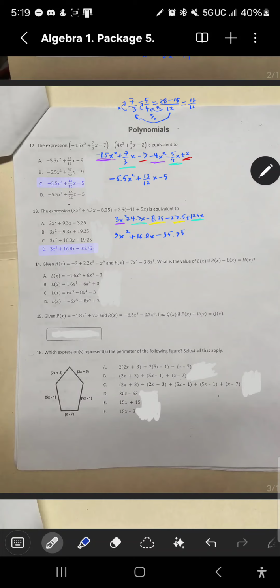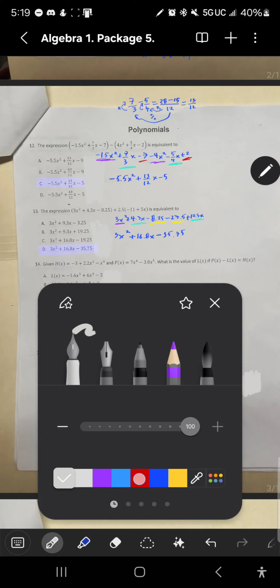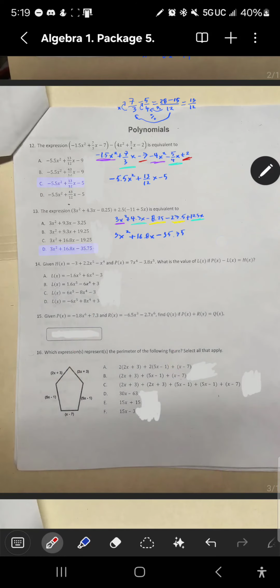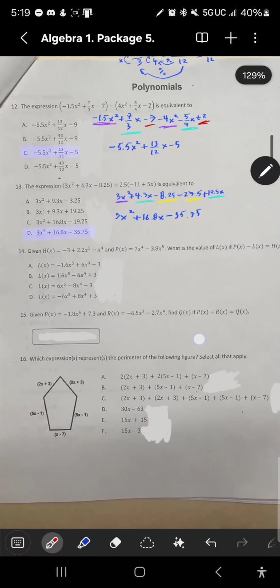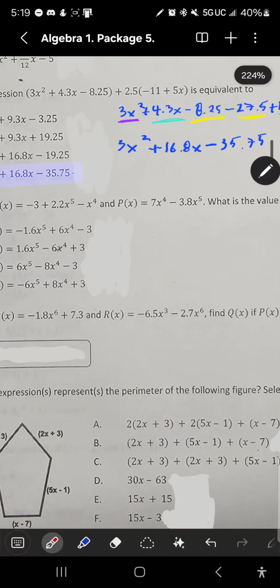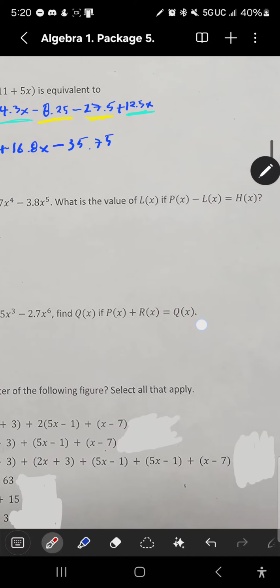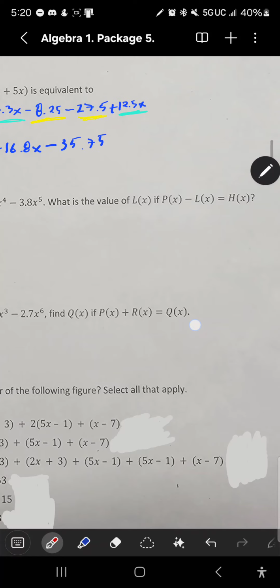So let's continue with the last lesson. Let's start with number 14, polynomials. Given that h(x) equals -3 plus 2.2x to the 5 minus x to the 4, and p(x) equals 7x to the 4 minus 3.8x to the 5, what is the value of l(x) if p(x) minus l(x) equals h(x)?